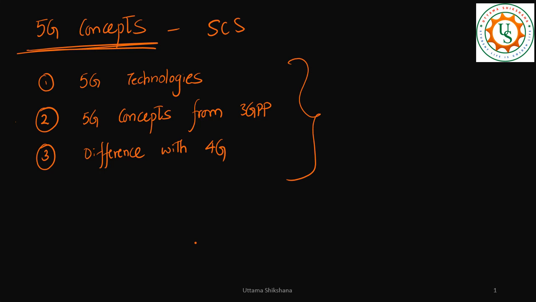Hey guys, welcome back. In this video, I will mainly talk about subcarrier spacing. Basically, why I came to this topic is that in case of 4G, especially for the data channels, the subcarrier spacing is 15 kilohertz. Right now I'm not considering the PRACH, that's a different one.